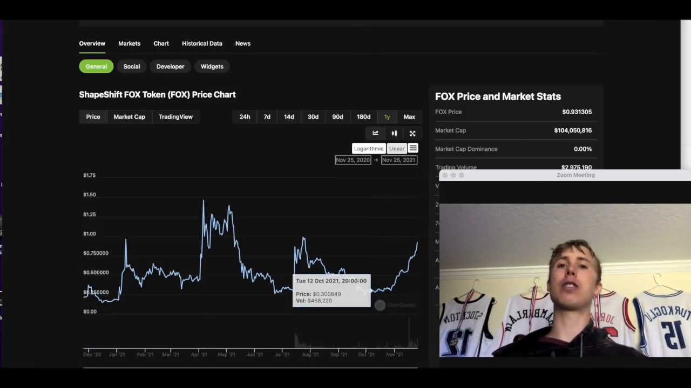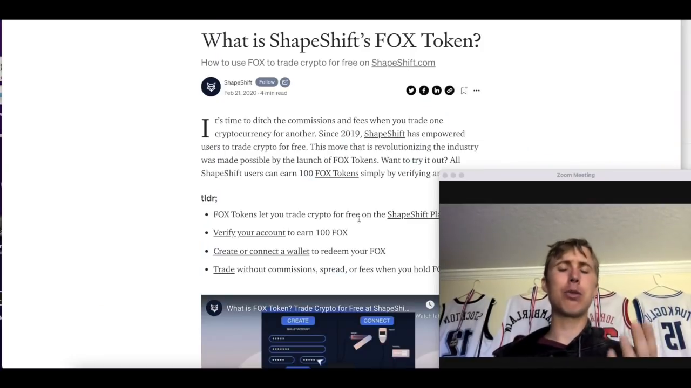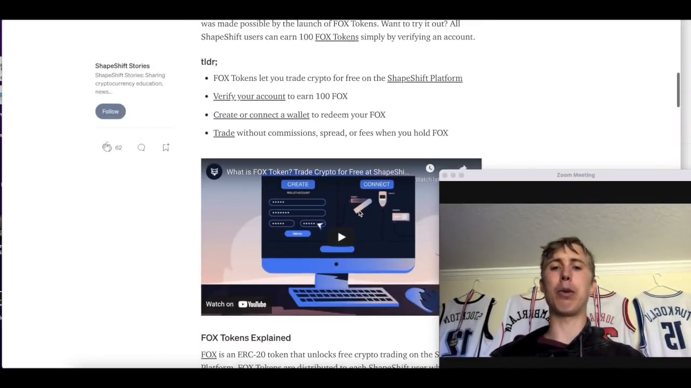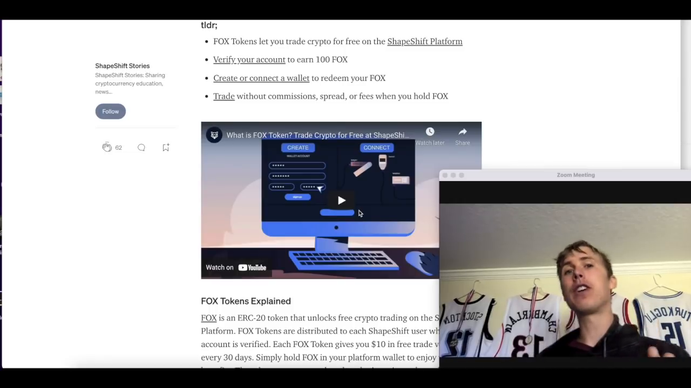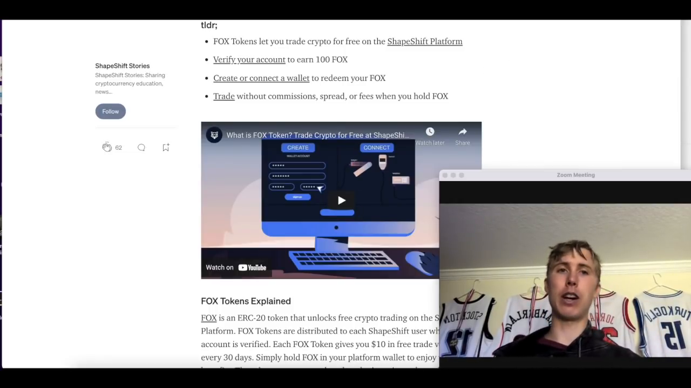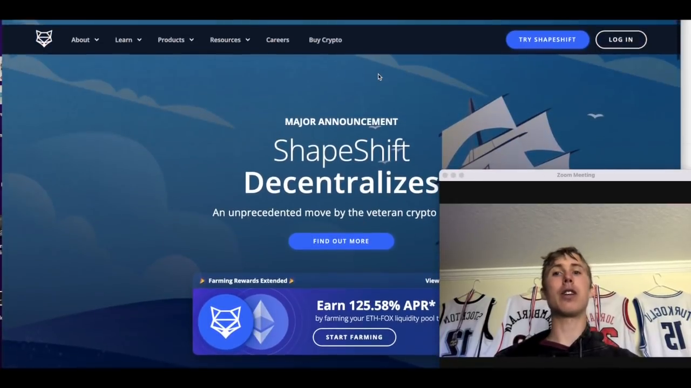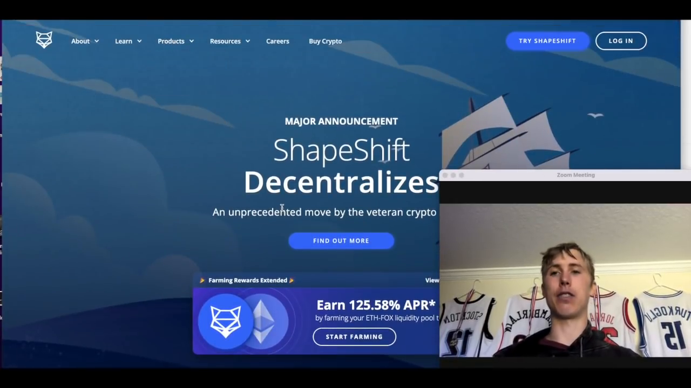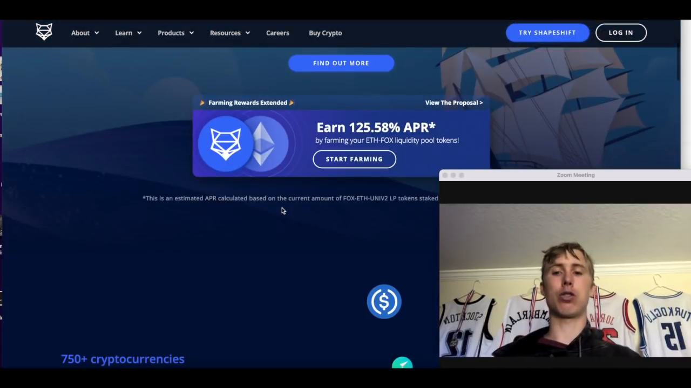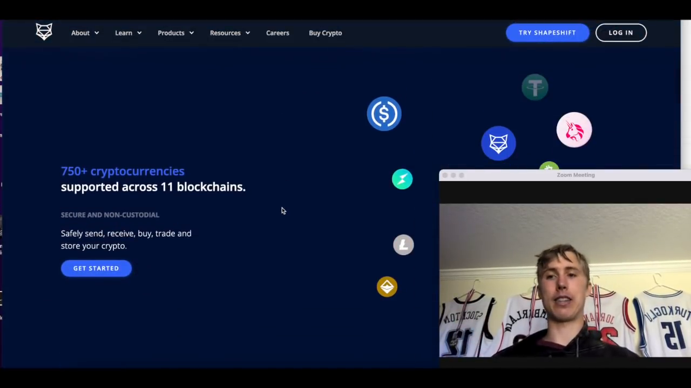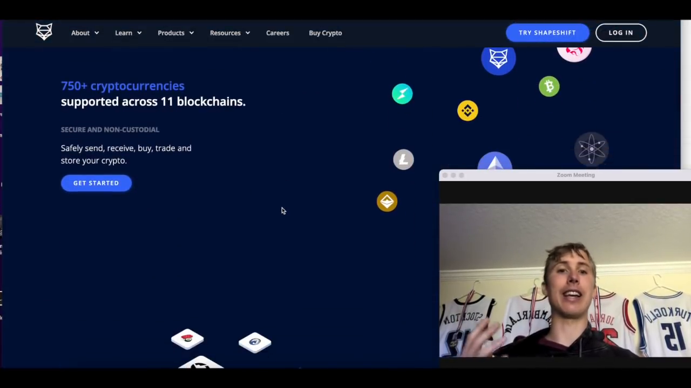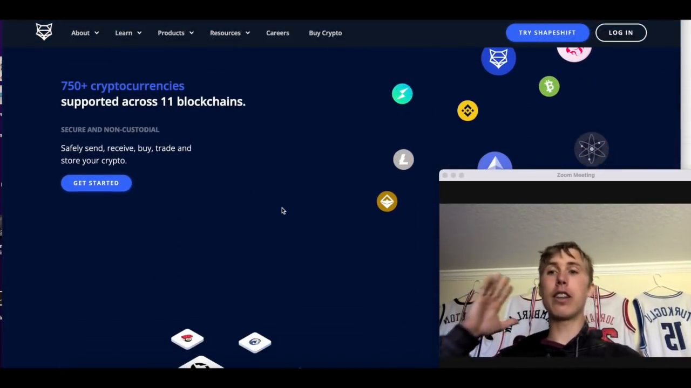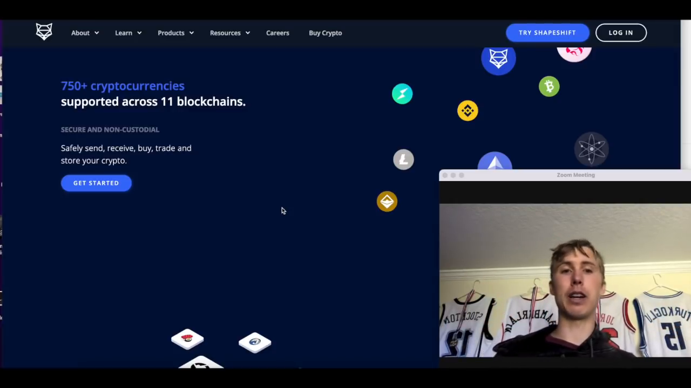Now, what are the use cases of the Fox token? This would help you understand why I'm so bullish on it. If you guys didn't know, Shapeshift right here is an exchange. You can actually use this to buy different tokens. You can literally go straight onto it. You can buy 750 different cryptocurrencies on 11 different blockchains. So you can literally swap Litecoin to Bitcoin or Ethereum to Bitcoin, etc.